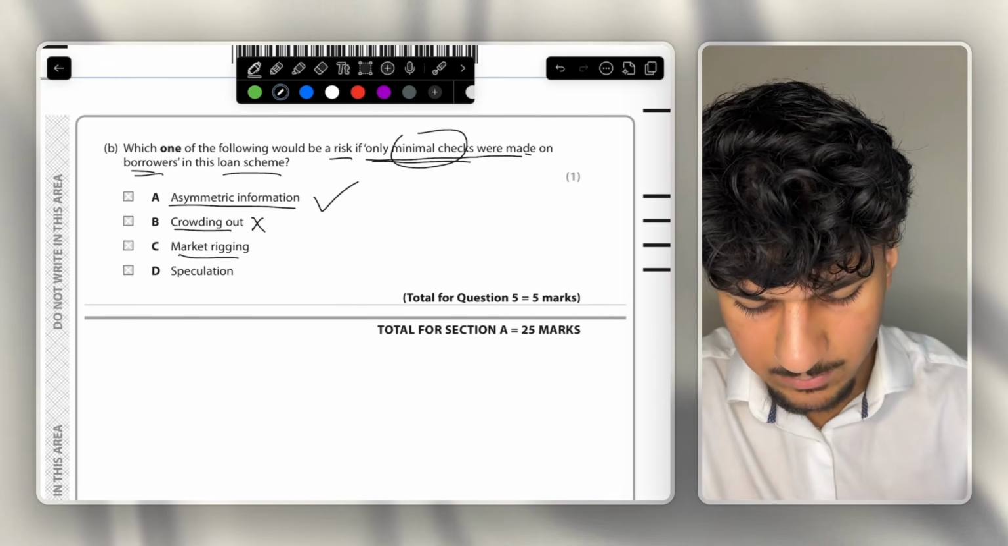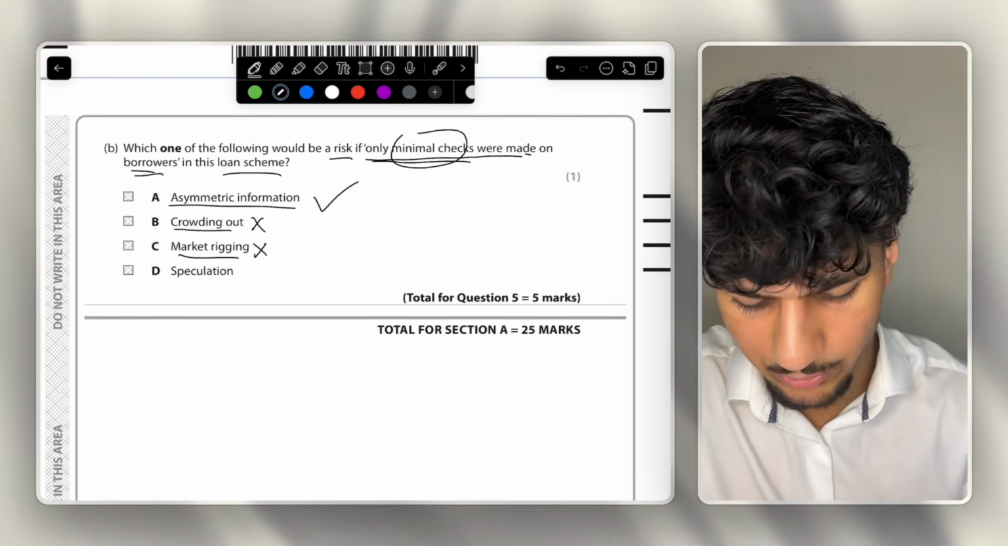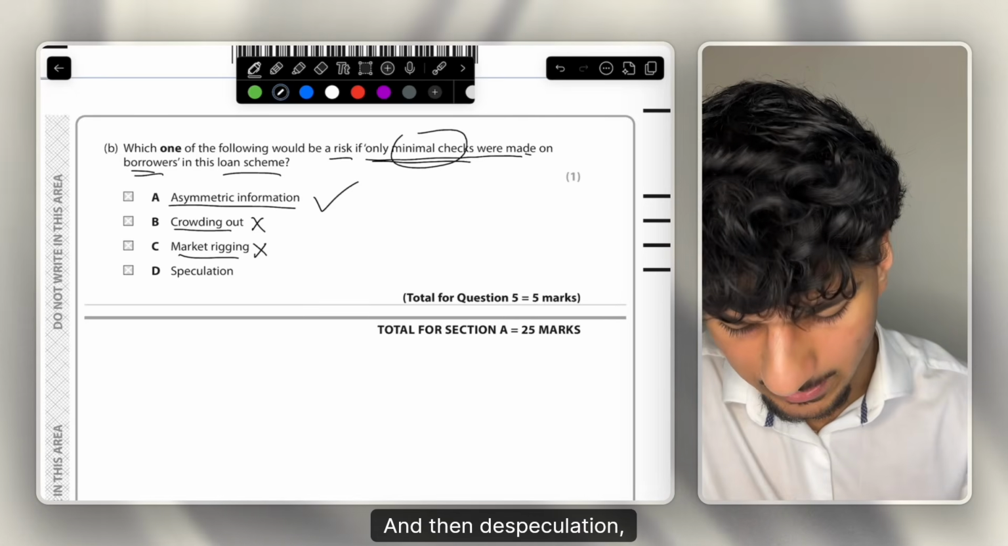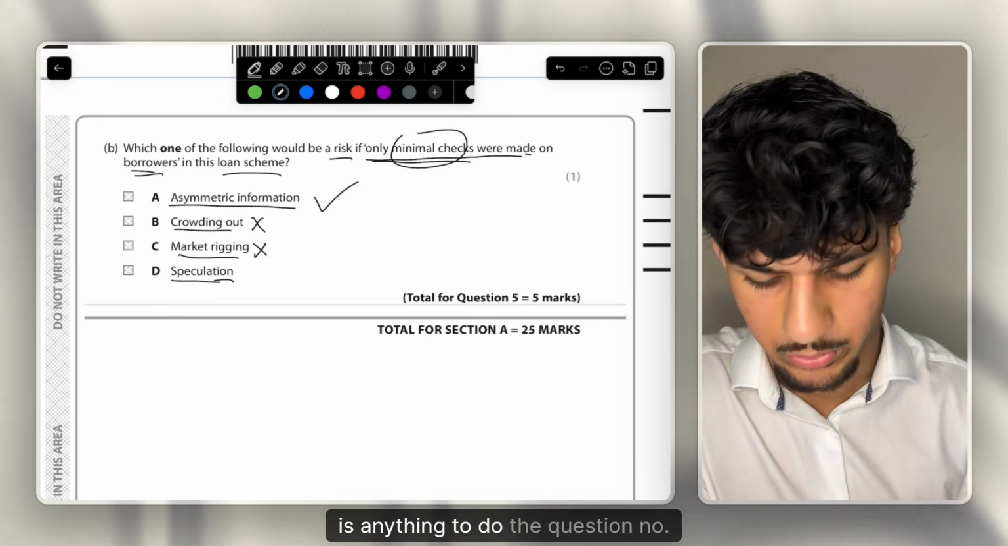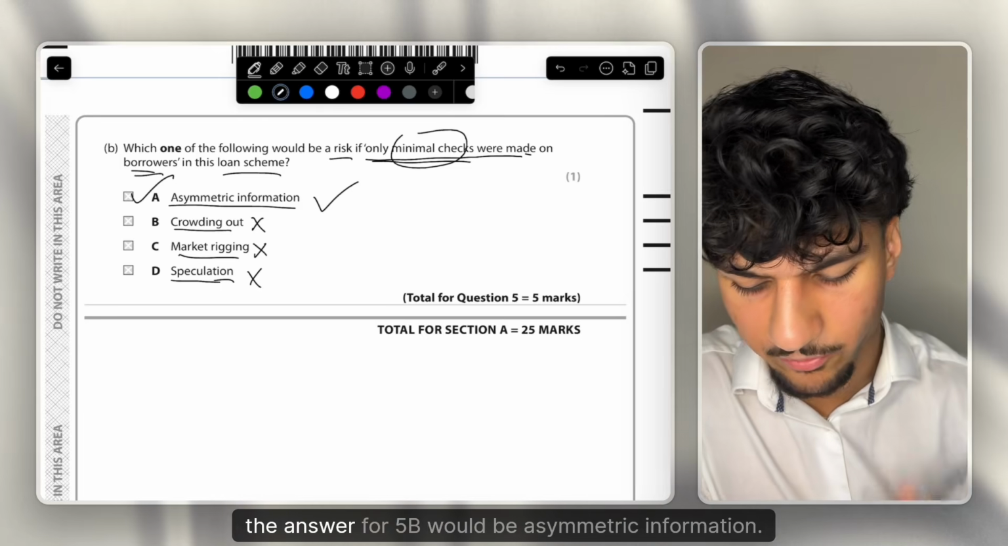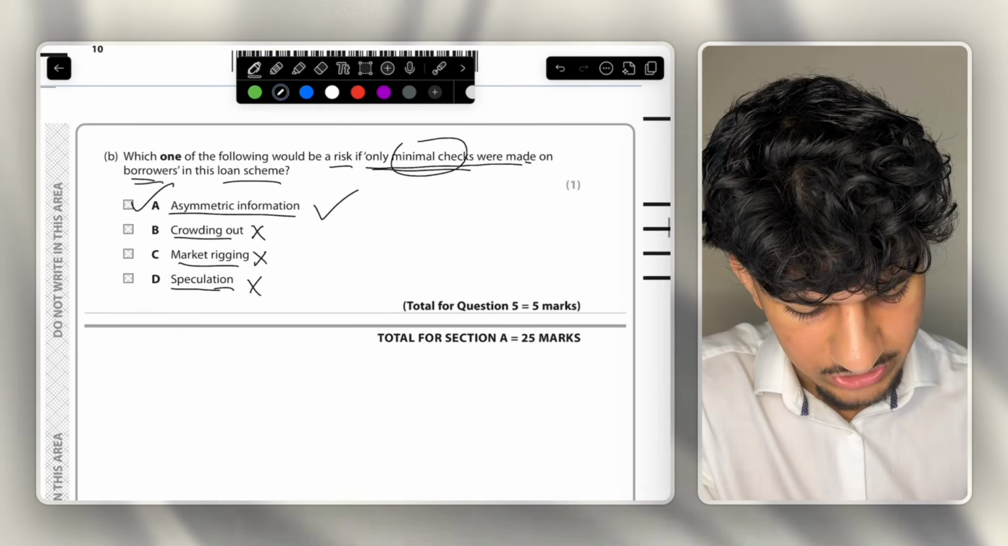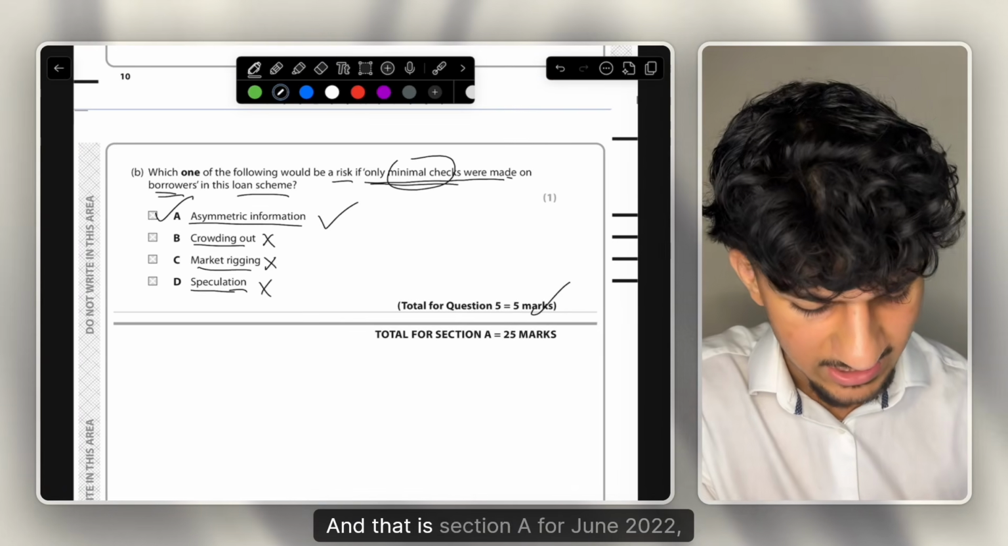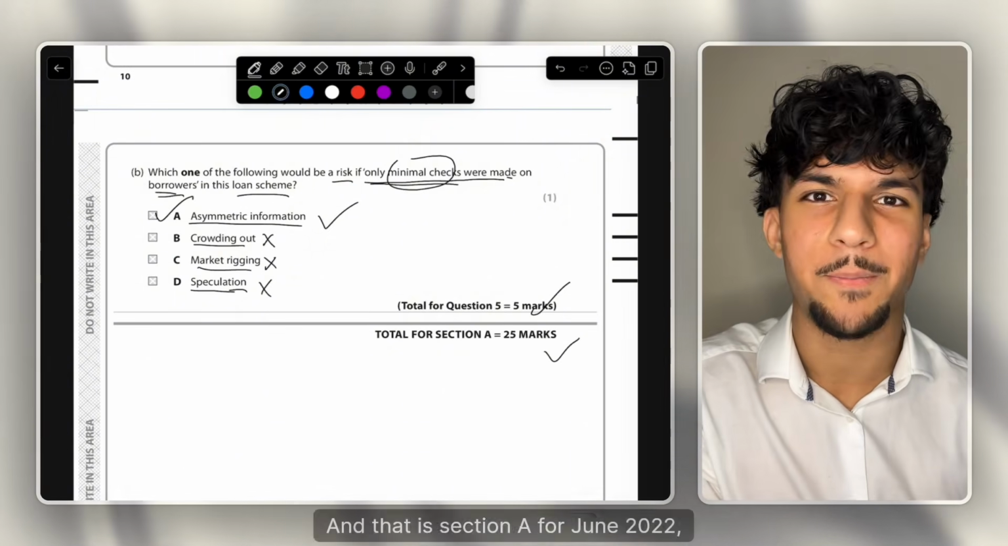This is where firms fix prices. Of course, that is not relevant to the question again. And then D, speculation. Speculation, again, is it anything to do with the question? No. Therefore, the answer for 5B would be asymmetric information, and that is question 5 done, and that is section A for June 2022, paper 2.